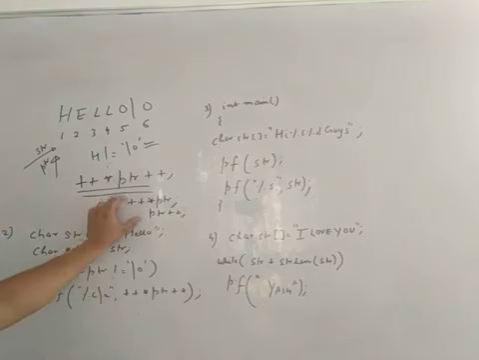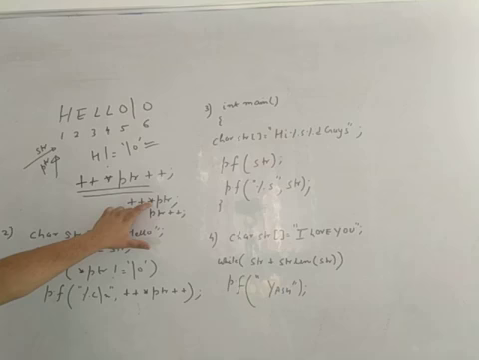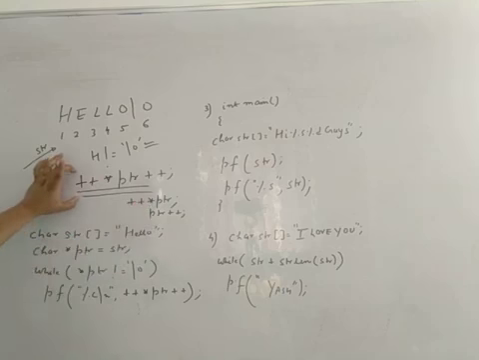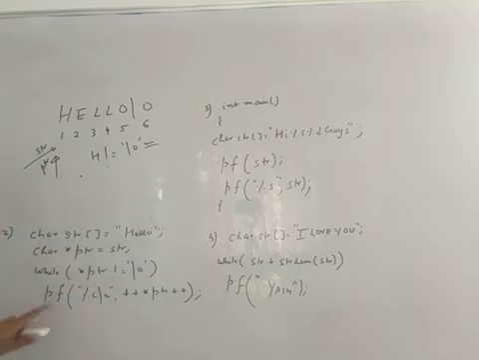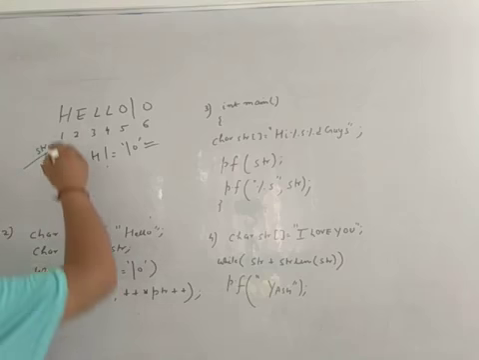So these two lines combine and they make this line: ++*ptr and ptr++ is nothing but ++*ptr++. Fine. So what we're going to do? We're going to first see what ptr is pointing at. ptr is pointing at 1. *1 is H. You want to increment this H.